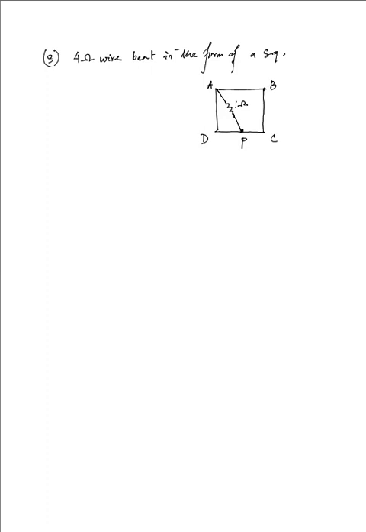Now if we supply a potential difference between these 2 points, that is A and C, if we supply some potential difference, what we observe is that the points B and P will have equal potentials. VB will be equal to VP.